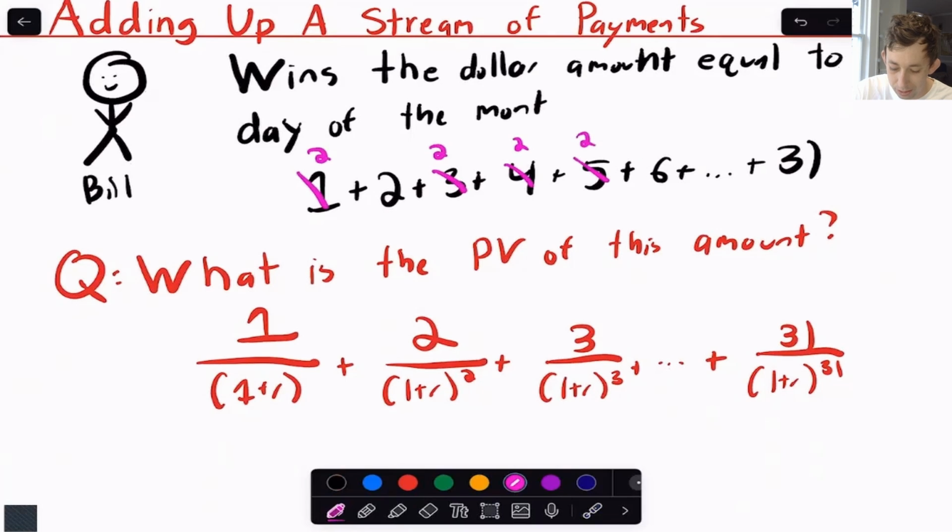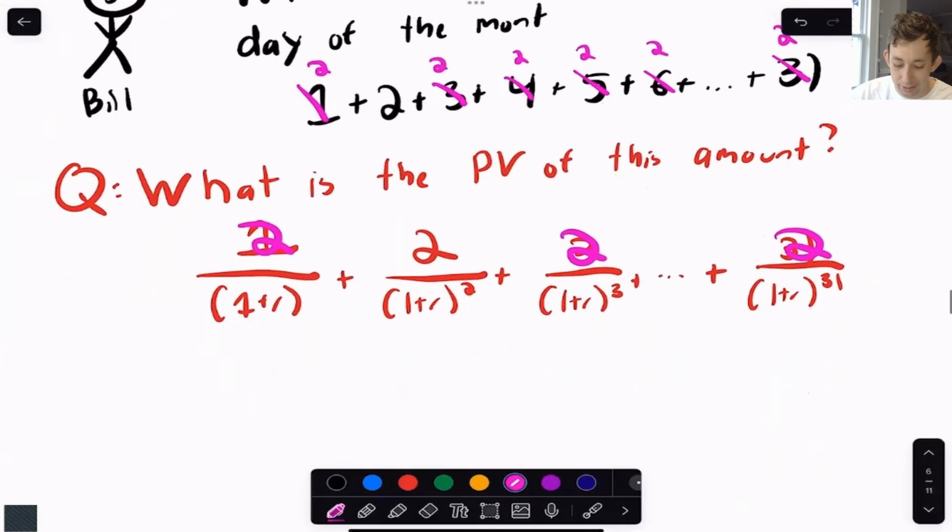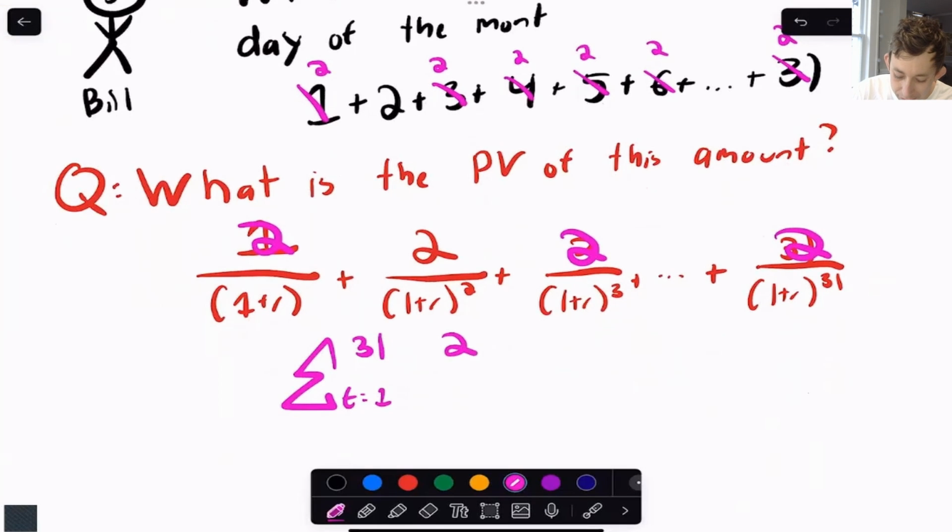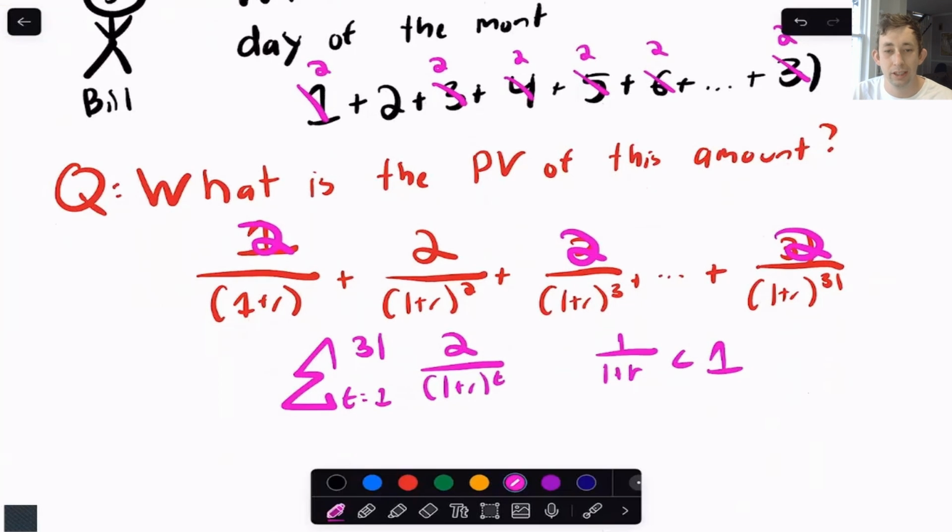So now suppose that we only get $2 a day, because then this would be a 2, this would be a 2, this would be a 2. And what that would look like is now this is going to be sort of a sum, because I could say this is the sigma operator for sum. This is from t equals 1 to 31, and this would be just 2 over (1 plus r) to the t, where 1 over 1 plus r is less than 1, and so we're sort of looking at what we call a geometric series. We're going to need this for both the finite and the infinite case.